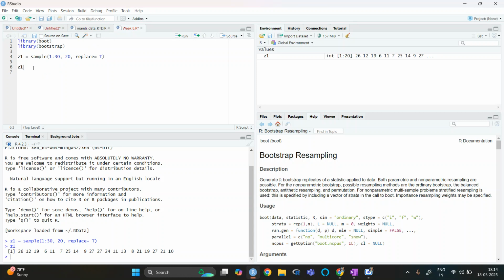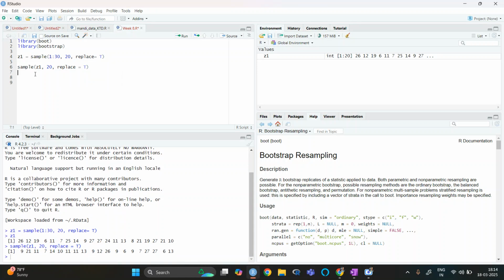Now what I will do is that I will take this Z1, sample, Z1 size 20 replace true. So you can see that my population is Z1 now, and this Z1 is the original sample, and then this one is the sample generated for b equal to 1. So this is also of size 20, but it is coming from this.